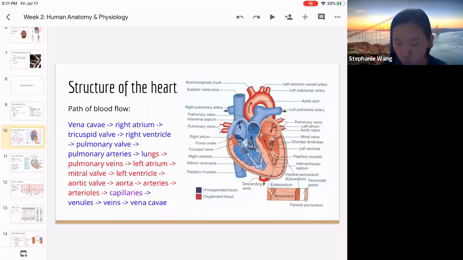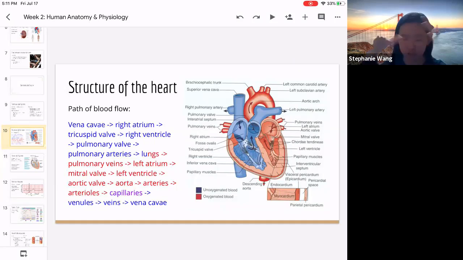So you may be wondering, why is the wall of the heart so much thinner on the right atrium and the right ventricle compared to the left atrium and the left ventricle? The reason behind this is the left ventricle requires a lot of force when pumping the blood into the aorta because it needs to get to the rest of the body. So that's why the walls are thicker, so it can generate more force.